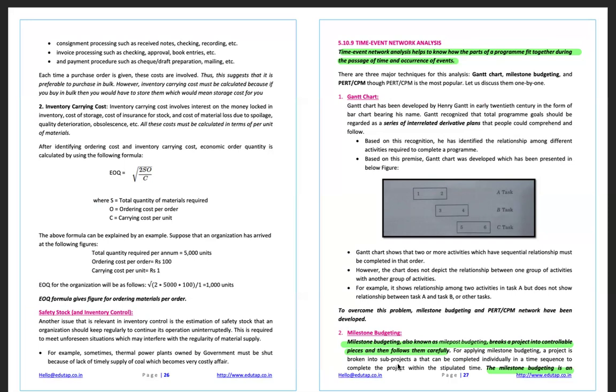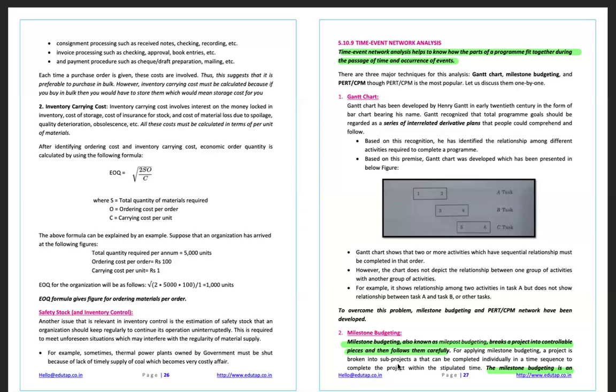Safety stock and inventory control. Another issue that is relevant in inventory control is the estimation of safety stock that an organization should keep regularly to continue its operation uninterruptedly. This is required to meet unforeseen situations which may interfere with the regularity of material supply.